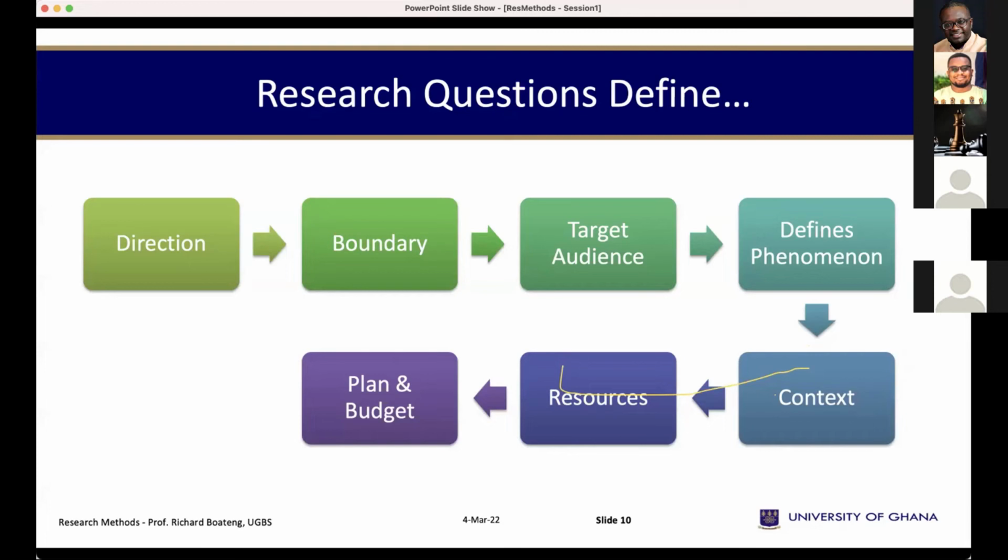Okay. So research questions define the direction, boundary, and target audience. That informs or defines the phenomenon, and then the context, the resources, budget and planning.